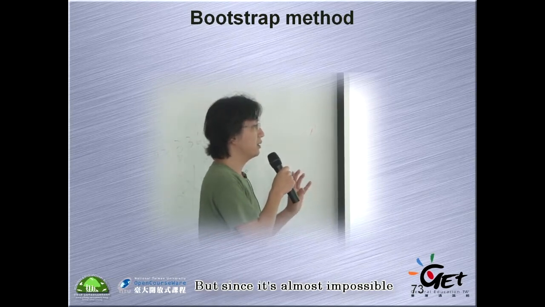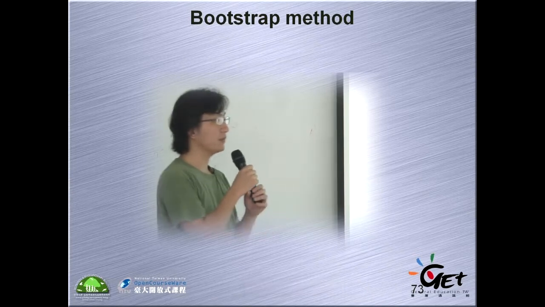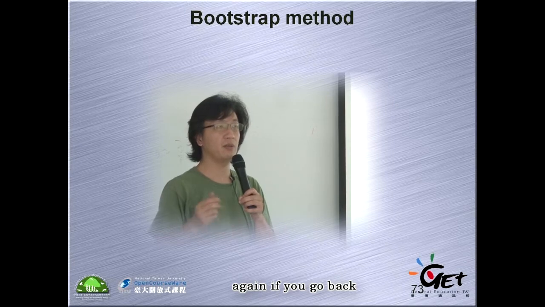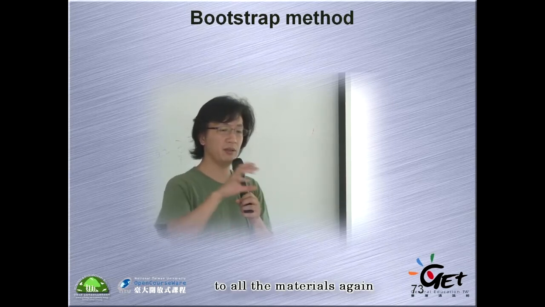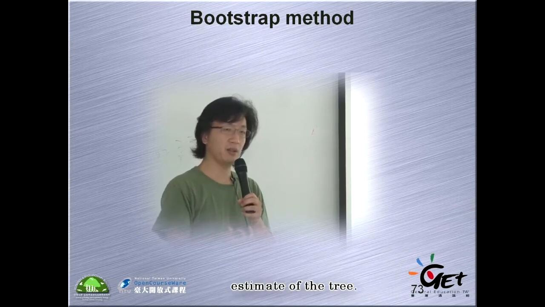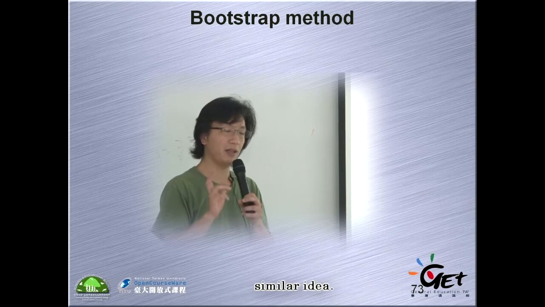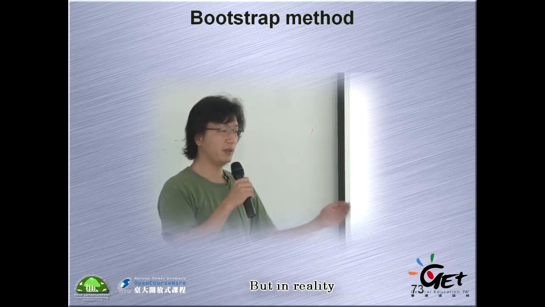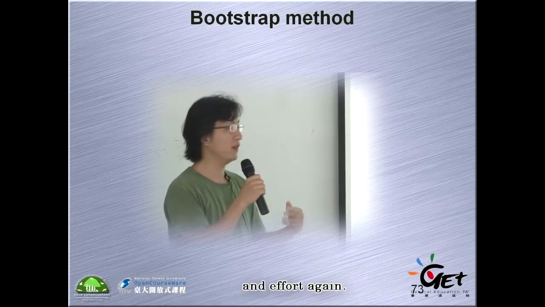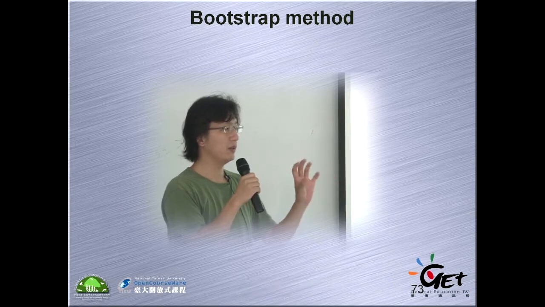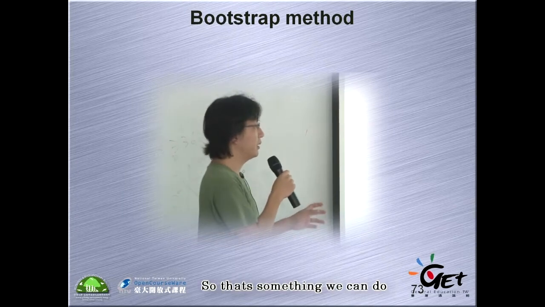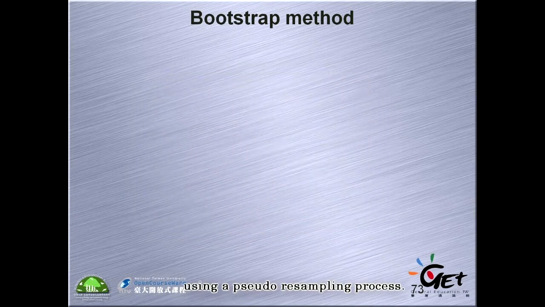But it's almost impossible to do that. In practice for molecular evolution, you could do that again: go back to all the material, sample another sequence and get another estimate of the tree. It's a similar idea. So the best way is to go back, but in reality, we don't want to spend the time, money and effort again. So how about the data we already have at hand? That's something we can do using a pseudo resampling process.